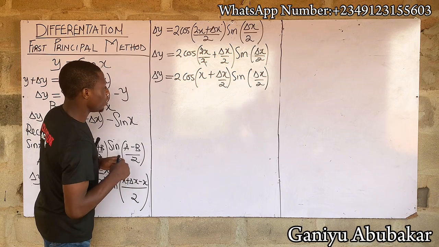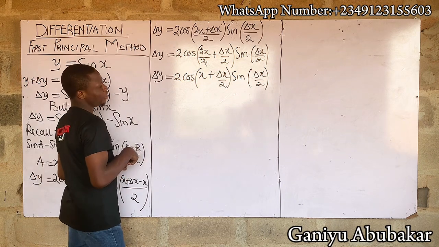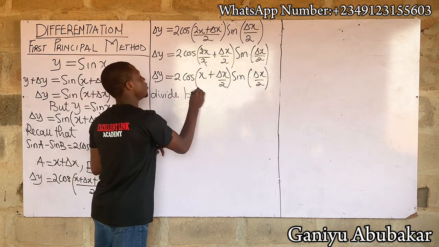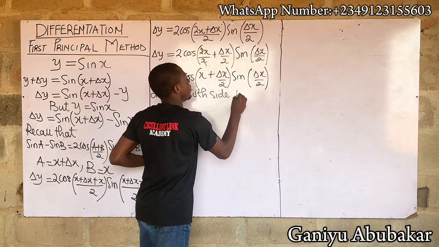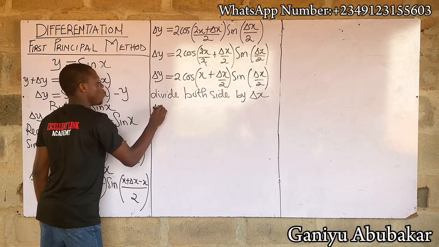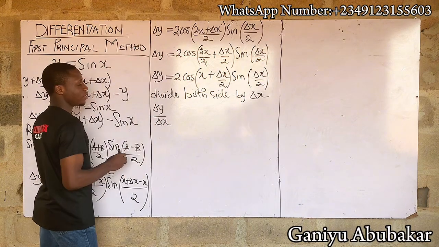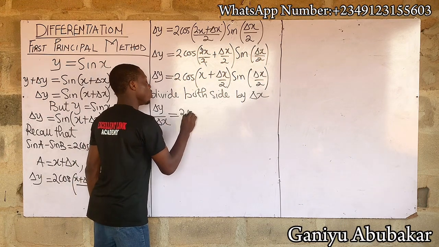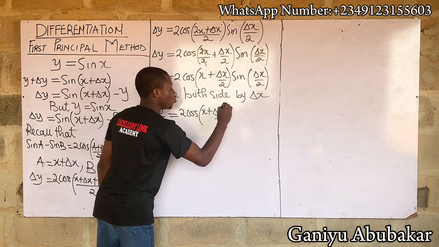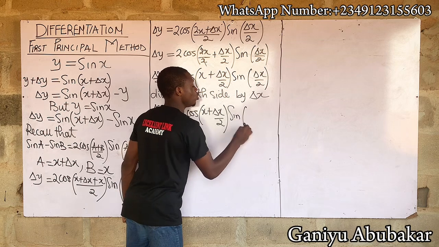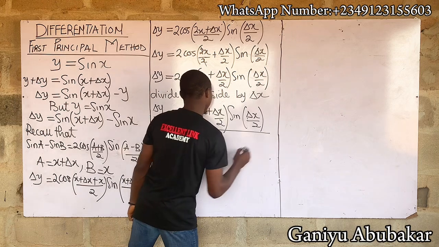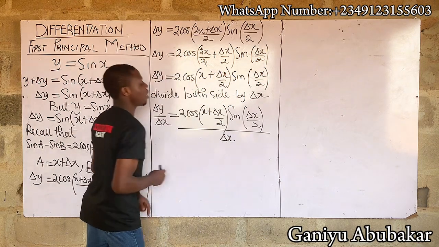My next task from here obviously is to divide both sides by change in x. So if I divide by change in x, I'll have change in y over change in x is equal to 2 cos of (x plus change in x over 2) times sine of (change in x over 2), all over change in x.